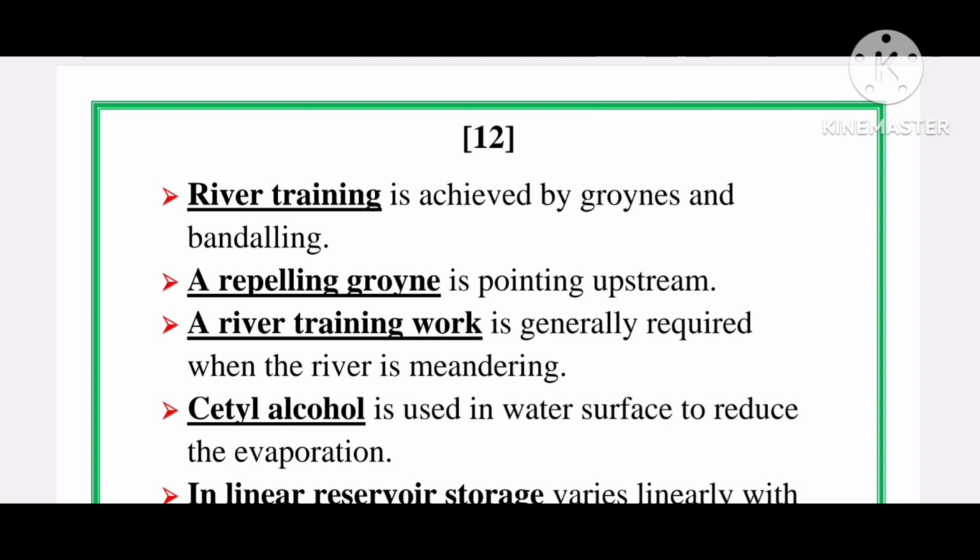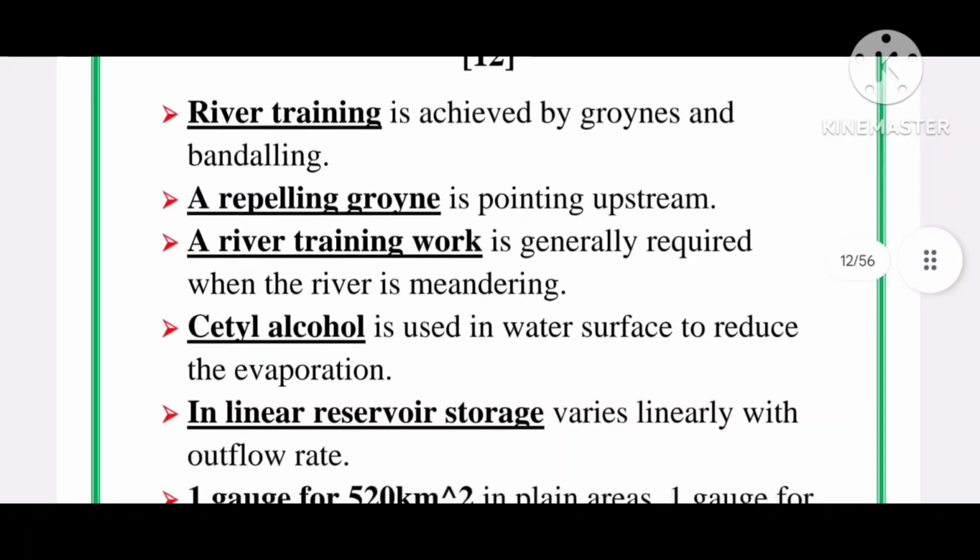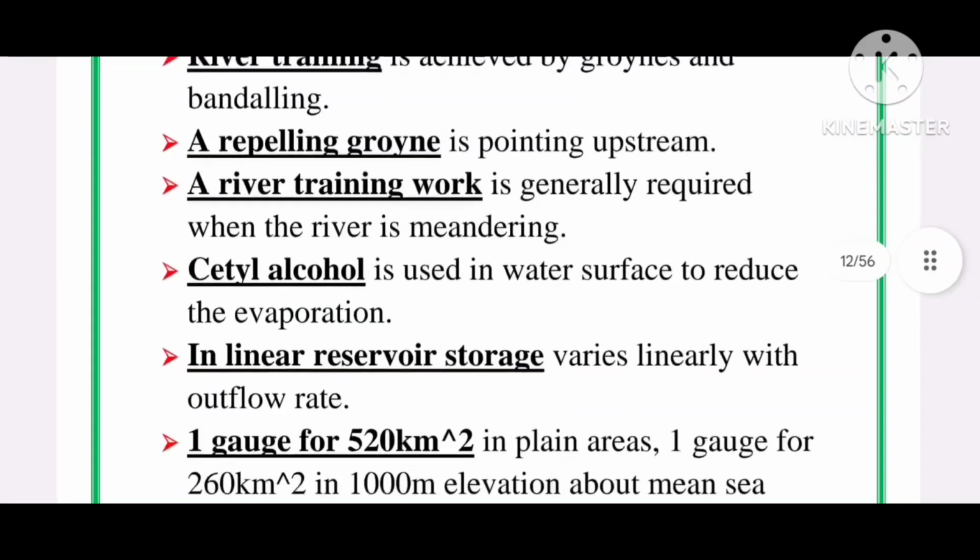A repelling groin is pointing upstream. River training work is generally required when the river is meandering. Then, cetyl alcohol is used on water surface to reduce evaporation. Next, in a linear reservoir, storage varies linearly with outflow rate.